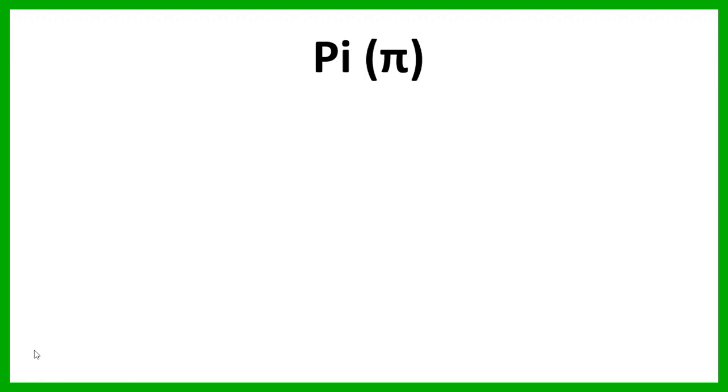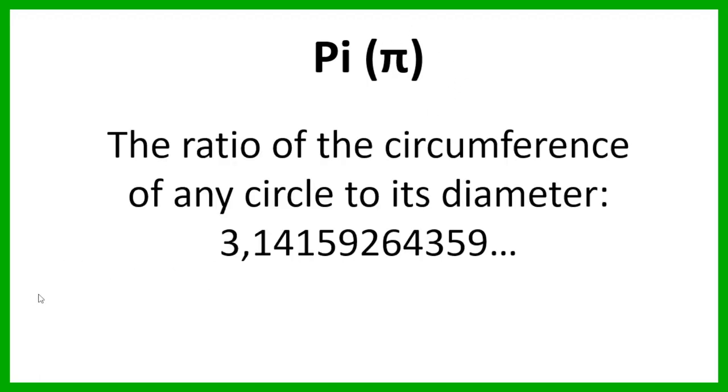And then pi. Now, pi is very important. This is the symbol that we use for pi over here. That is the ratio of the circumference of any circle to its diameter. And it will always work out to the exact same irrational number, 3.14159264359, and it continues going forever.